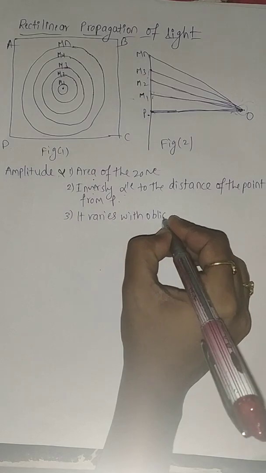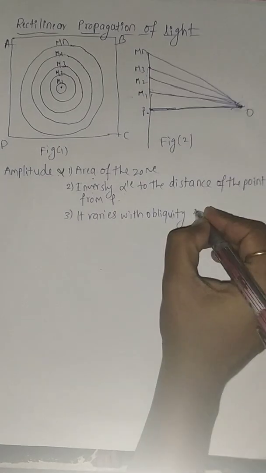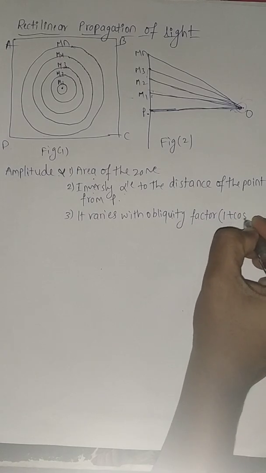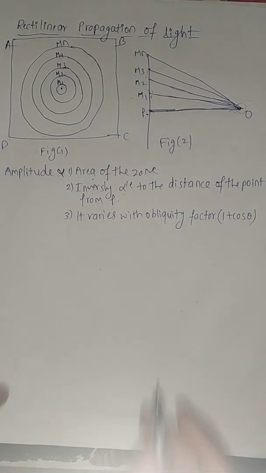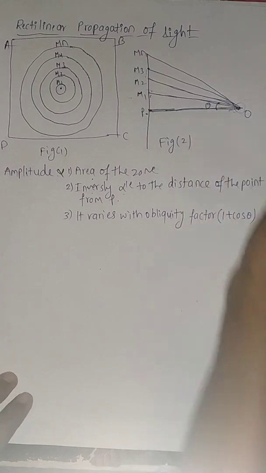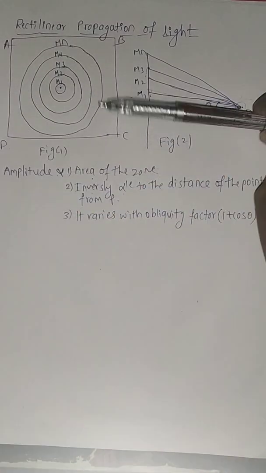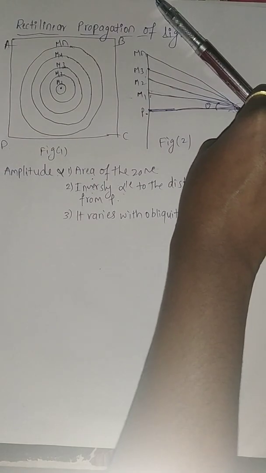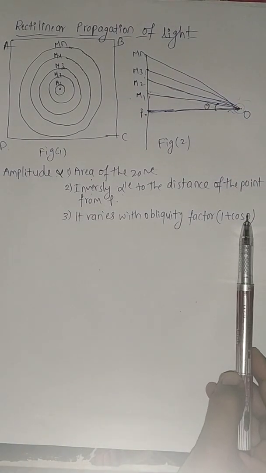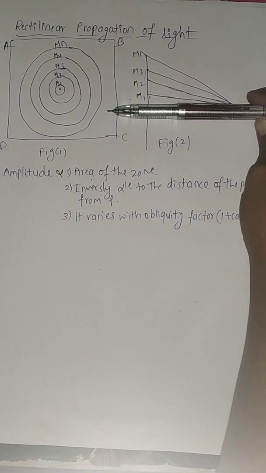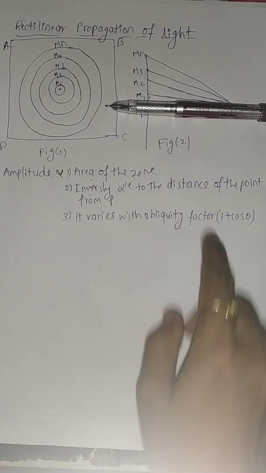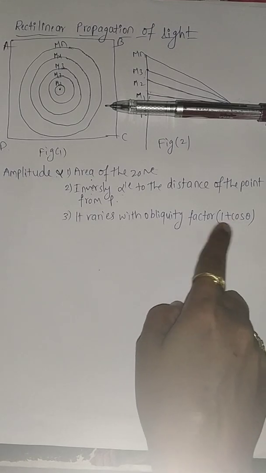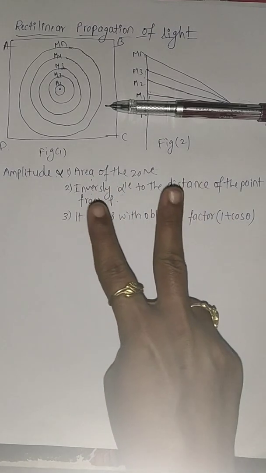It varies with what? The obliquity factor. The obliquity factor is nothing but the value of 1 plus cos theta, where theta is the angle here. Every time the angle changes, the cos theta value changes. When it is like this, the theta value is 0, so cos 0 is equal to 1. So 1 plus 1 is 2. The obliquity factor becomes 2 there.